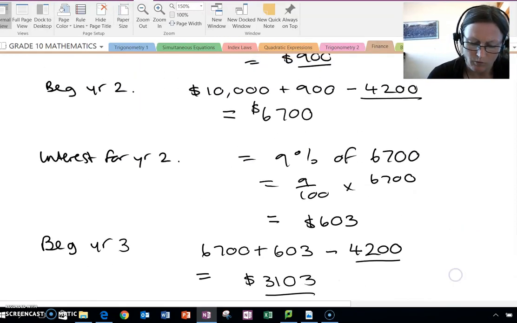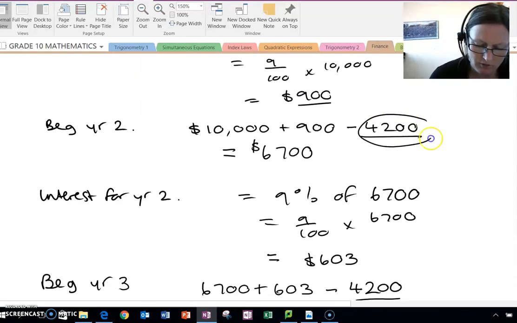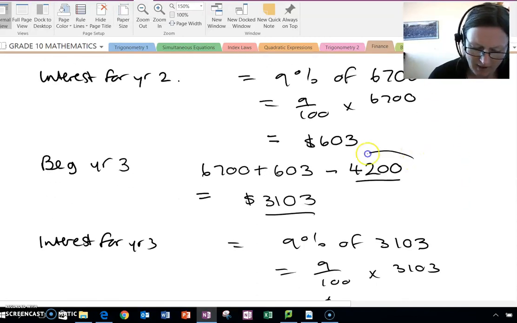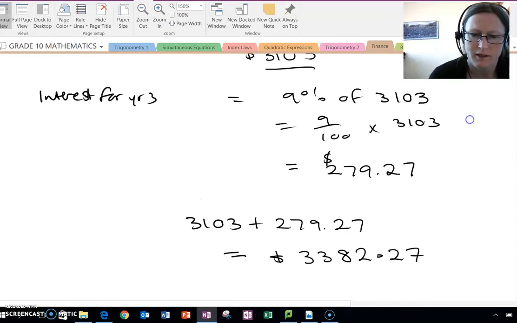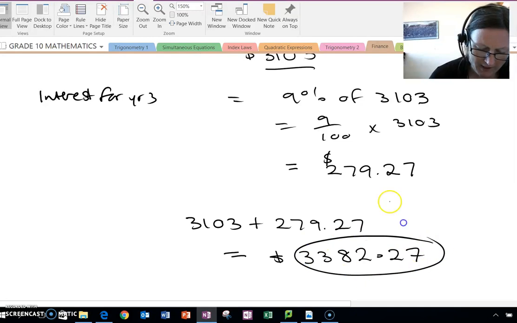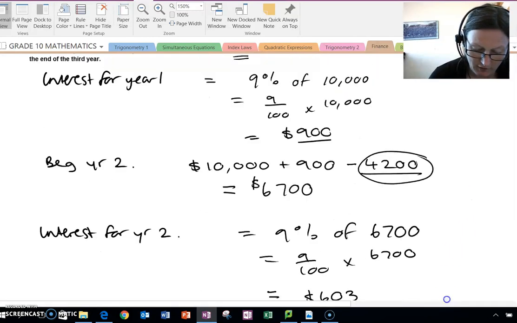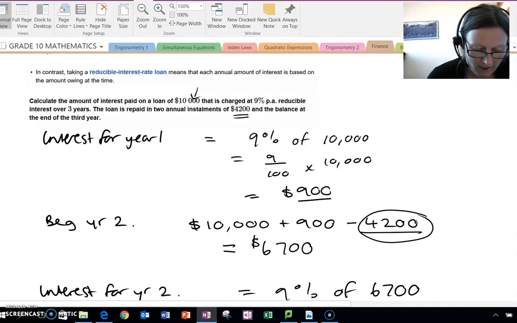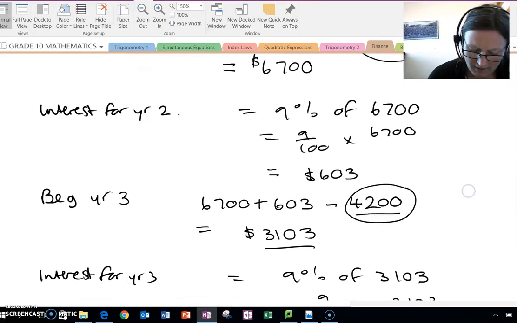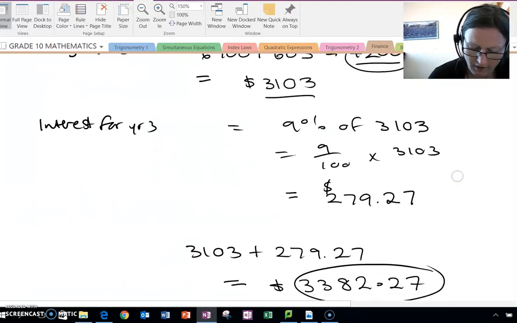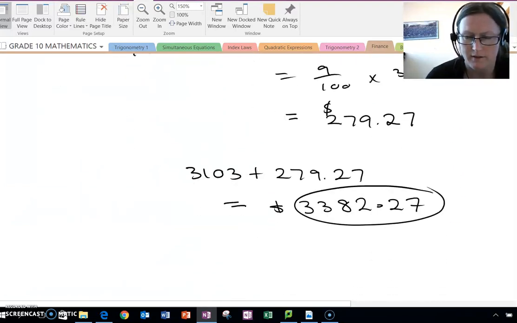So you've made one payment of $4,200, a second payment of $4,200, and now you are going to pay the balance because it says that you make 2 annual instalments of $4,200 and you will pay, so there's the year 1, year 2, and you'll pay the balance at the end of the 3rd year.